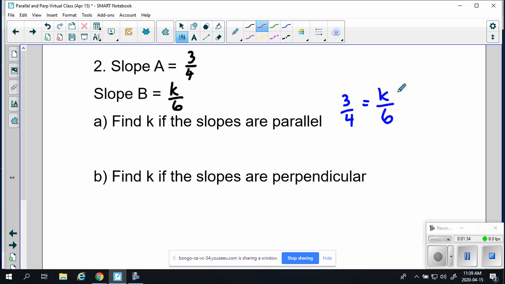How do I kill a divide by 6? Well, I'm going to multiply both sides by 6. And now k is by itself. And k happens to be 18 over 4, which I am expected to reduce to 9/2. So that is 4.5, but I prefer that you write it as 9/2, unless the question asks you to round to 1 decimal place or something like that.